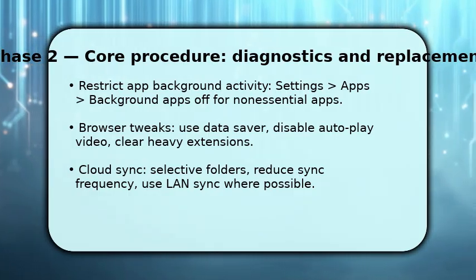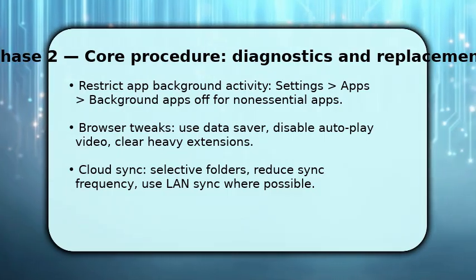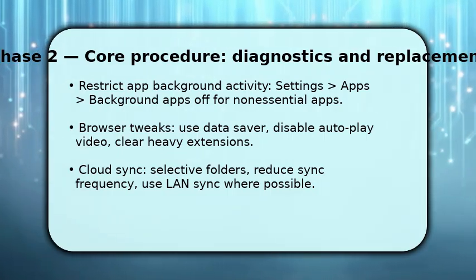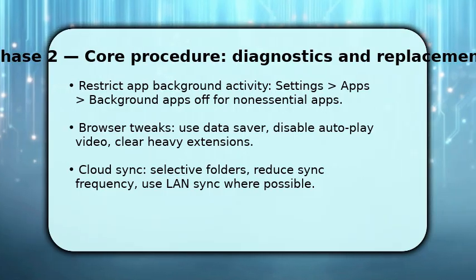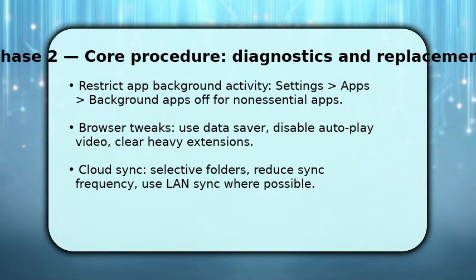For cloud storage, pick selective folder sync and reduce sync frequency. When available, enable LAN sync so files transfer locally instead of to the internet. Make sure to test transfers and monitor immediate changes to confirm savings.